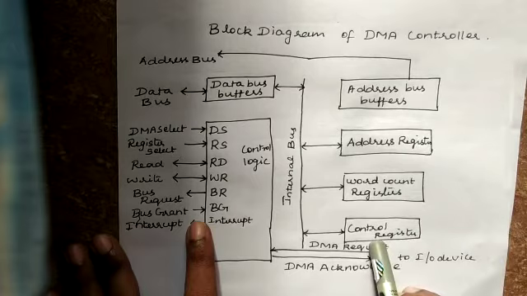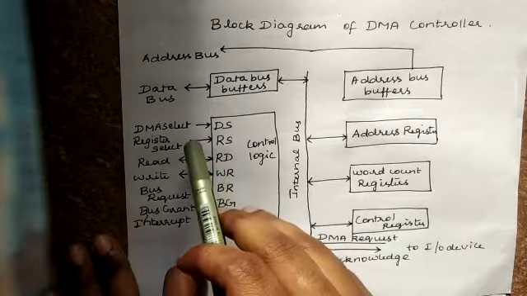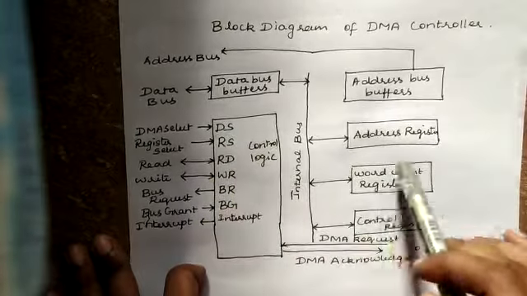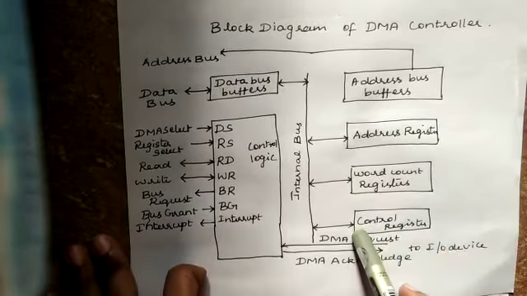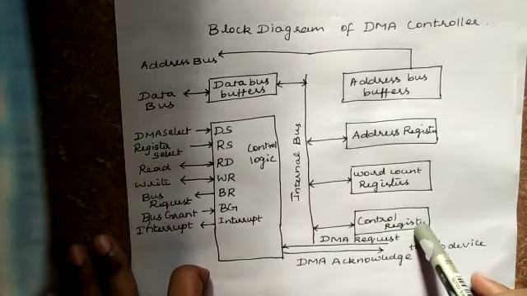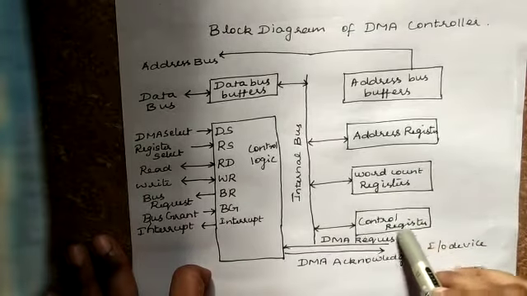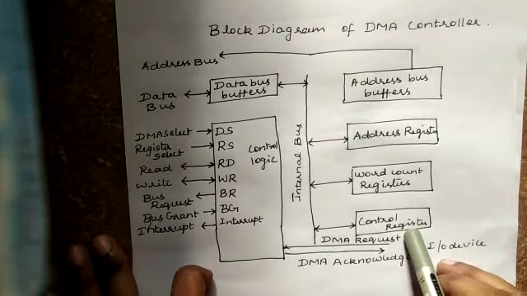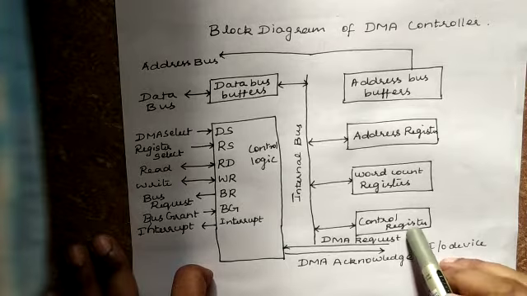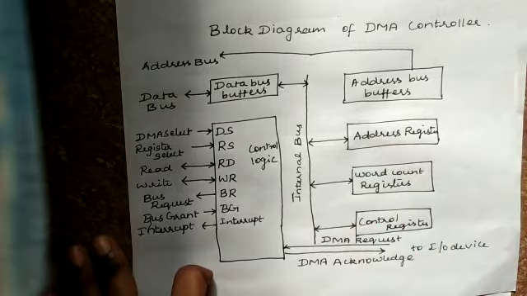And what is this control register? The control register tells you what kind of transfer mode is going to take place in this DMA controller. Either it is a read operation or a write operation, a write control or a read control. That information will be known by using this value, that is the control register. These three registers are stored in this DMA controller.